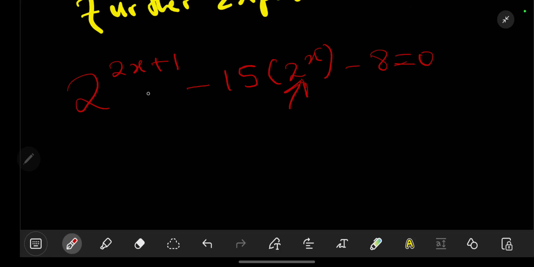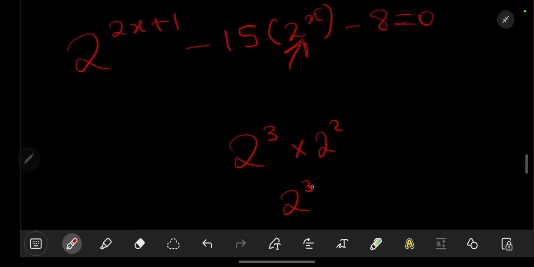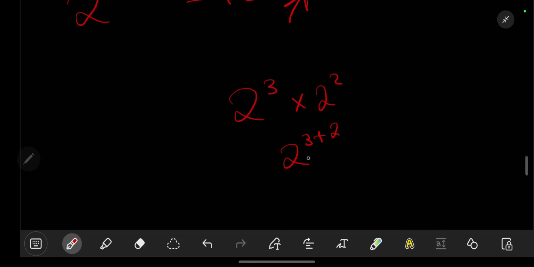So knowing the rules of indices, we know to say if you have, let's say, 2 to the power of 3 times 2 to the power 2, you can pick one base and add the powers to say 3. You pick one base, then add the powers like that. But this means you can take this back by saying that this is the same as 2 to the power 3 times 2 to the power of 2. We haven't changed anything.